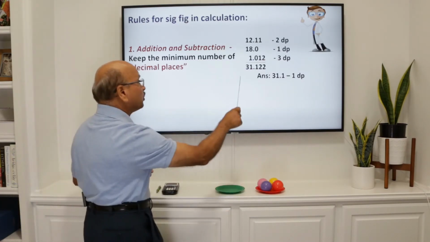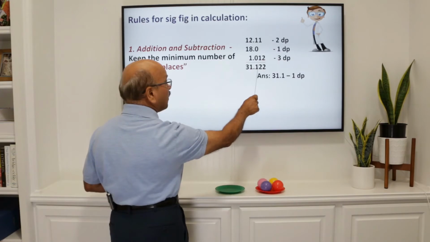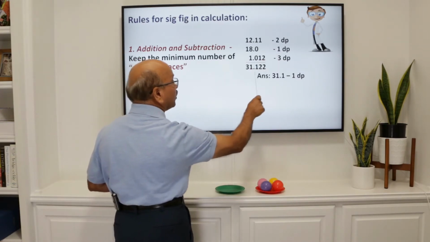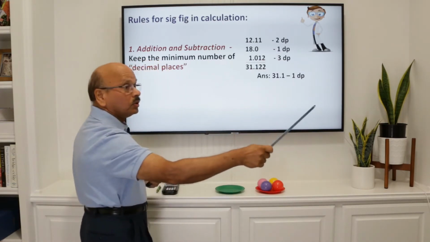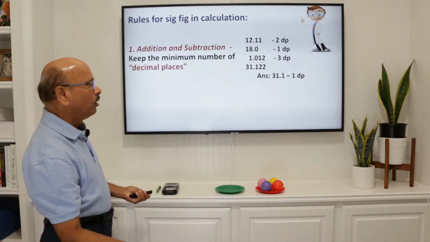So when you add them together, you get 31.122. So only 1 decimal place is needed. So the rest you have to cut off. And when you cut off, you have to round. And we'll be coming to the rules of rounding very soon.